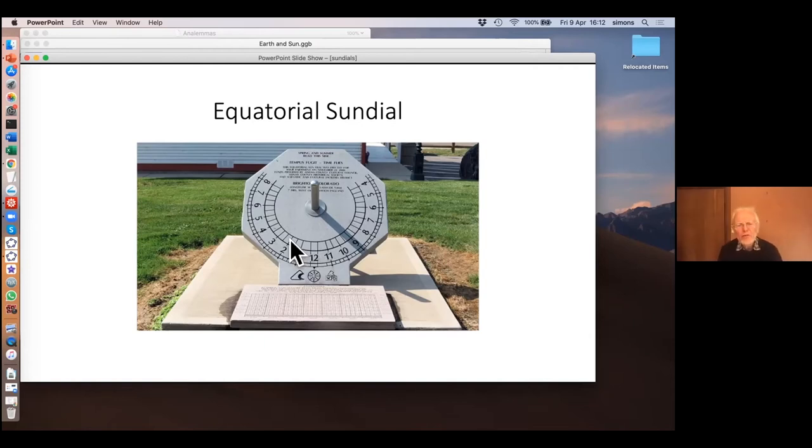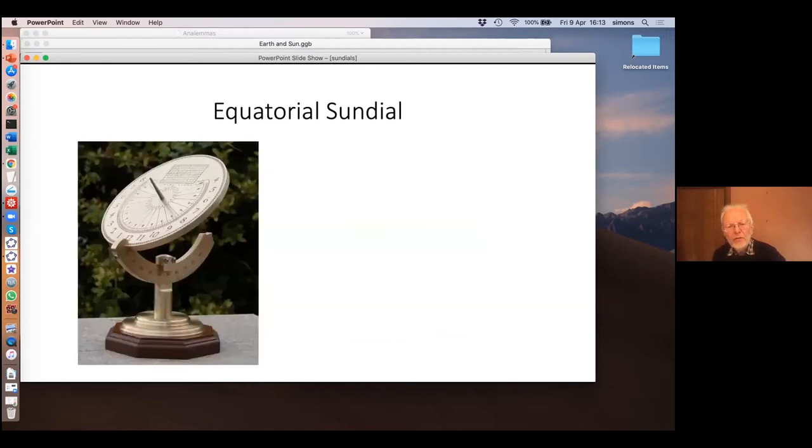So can you see the problem with a sundial like that? Well, think about winter. In winter, the subsolar point is south of the equator all winter long. And so it's south of this plane. And so it doesn't shine on this plane at all. So there's no shadow on it. So this sundial won't work in the winter. So what do you do about that?